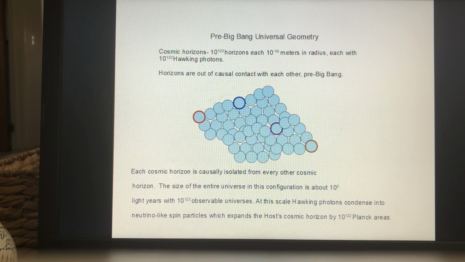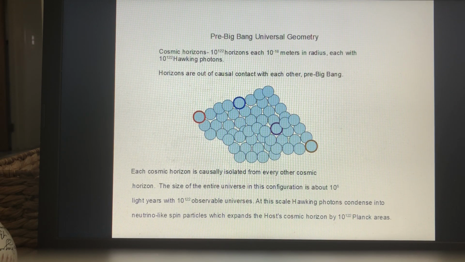There are going to be 10 to the 122 individual particles that each have 10 to the 122 cosmic horizons. Each one of these cosmic horizons is only 10 to the negative 18 meters, or about that small, quark small in radius. And remember, Hawking photons represent erased Planck areas, so each one of those little universes will have 10 to the 122 Hawking photons.